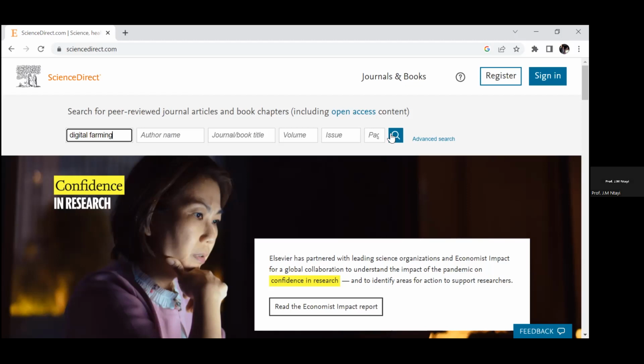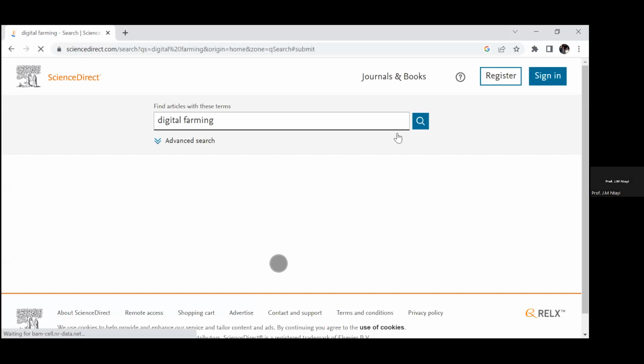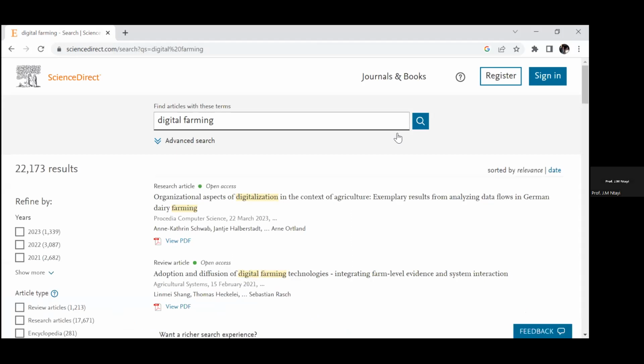So I say search. So you can now see my screen. I have told the system to go and look for me any paper, any publication that has digital farming. So to put, 22,000 articles. So I go to my table now, and then I go and look for that section for Science Direct. Under Science Direct, I look for that section that I put all in text. So I record this figure.